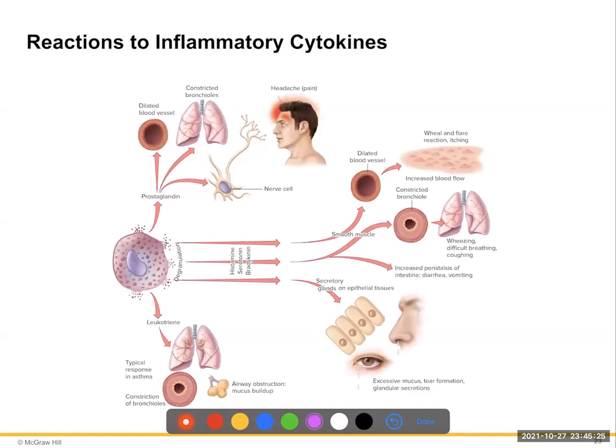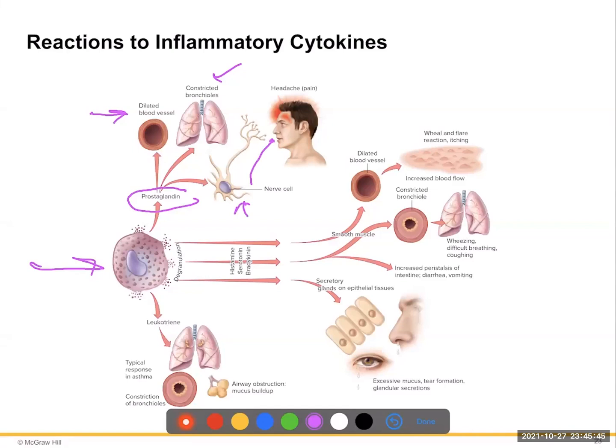Right? So here's your B cell getting on the degranulation. Okay, the prostaglandins get released. Prostaglandins cause dilated blood vessels. They constrict your bronchioles, and they affect the nerve cells, causing headaches.